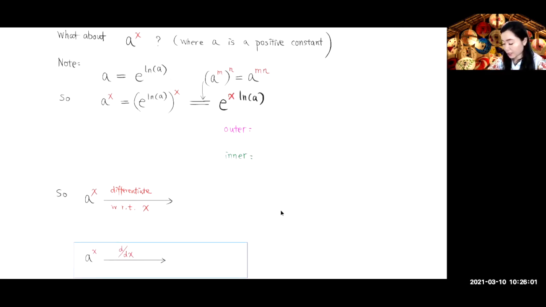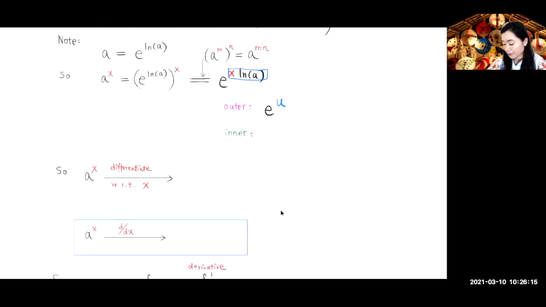Now this is a composite function. The outer function is what? Think about this part right here as a single variable u, so e to the u. And then the inner function will be x times ln of a.